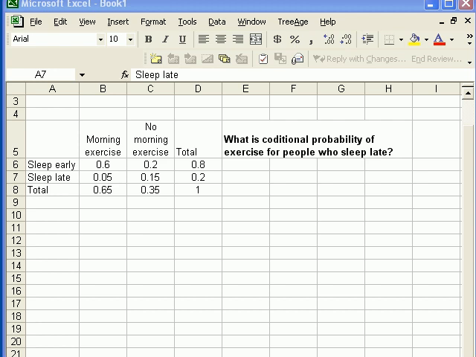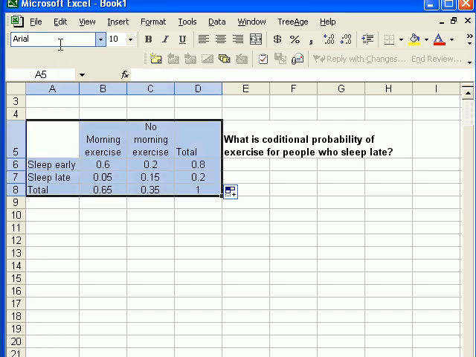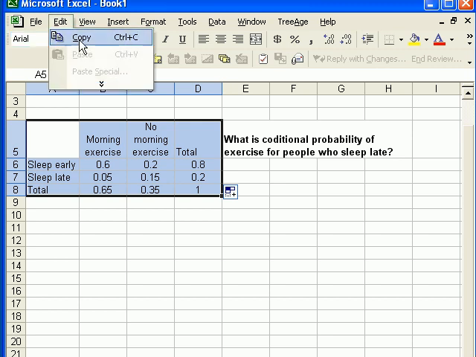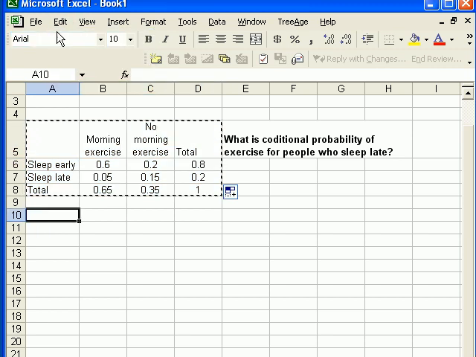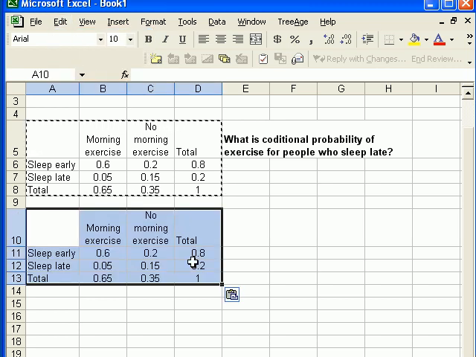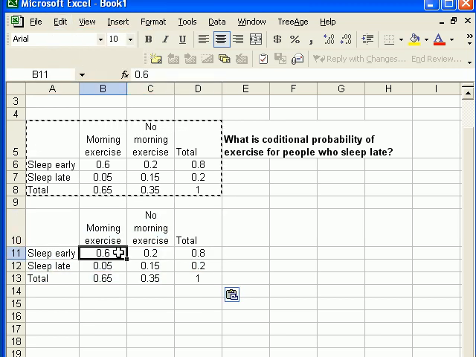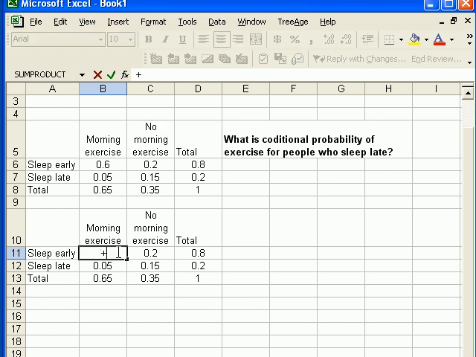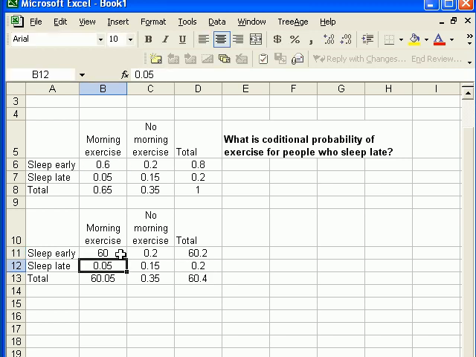One way of doing so, another way of making this simpler to think about, is to multiply everything by 100 and treat this as a count of people. To do so, I'm going to copy this down so you can see what it looks like if we just think of this as multiplication of the probability by 100. So this way we can think of it as a certain number of people, not as probabilities.